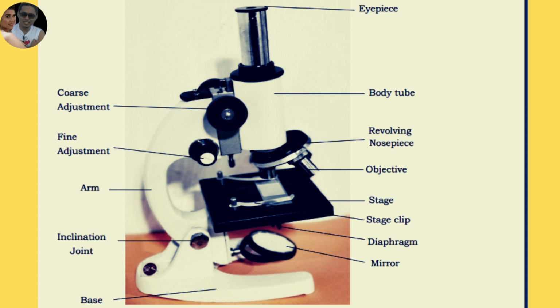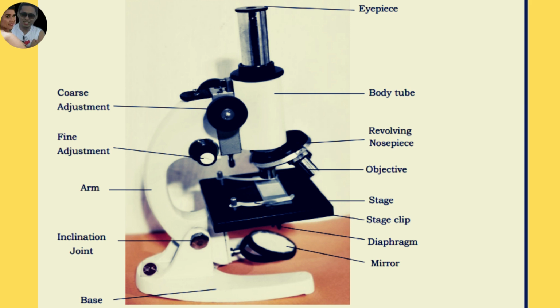Then the fine adjustment knob. The small knob used for focusing finer details of the specimen being viewed. Coarse adjustment knob. The large knob located on the arm of the microscope used for moving the body tube down and up for bringing the object to be examined under exact focus.